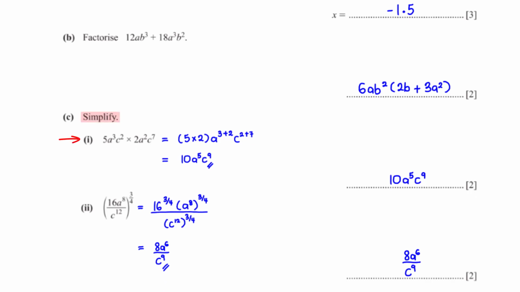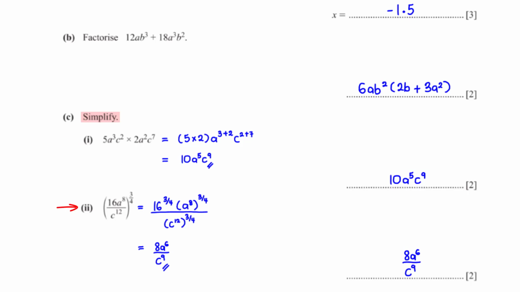Simplify 5a cubed c squared times 2a squared c raised to the power 7. 5 times 2 gives us 10. A raised to the power 3 times a squared becomes a raised to the power 3 plus 2. C squared times c raised to the power 7 becomes c raised to the power 2 plus 7. 5 times 2 is 10. 3 plus 2 is 5. 2 plus 7 is 9. So we have 10a raised to the power 5, c raised to the power 9.